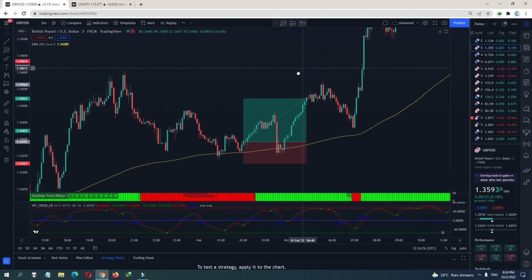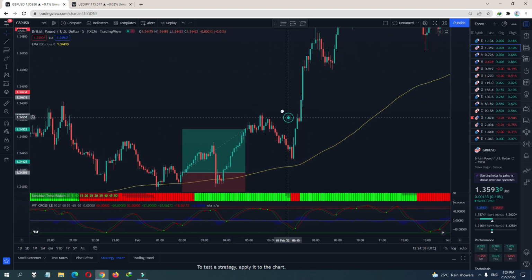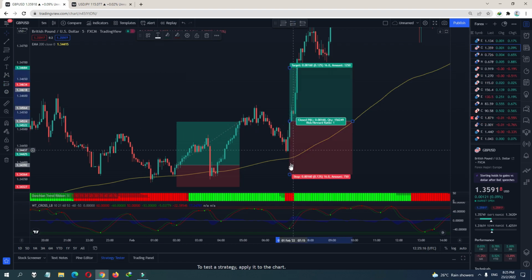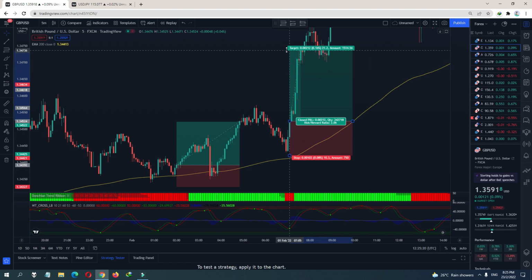And here is another signal. Donchian red, price above 200 EMA, and the green dot is below the zero line, this middle line here. So you can buy here, this candle. You can target 1 to 2 or whatever.